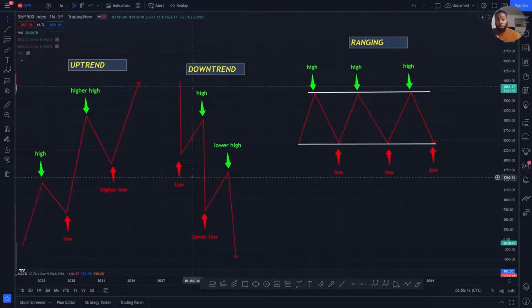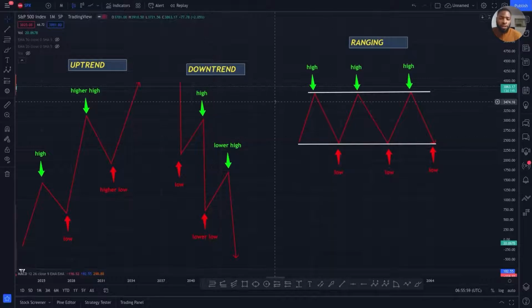This is lower lows and lower highs, so it's a downtrend. When the market makes lower lows and lower highs, it's a downtrend. The third phase you can see the market in is a ranging market. The market is going up and down between two points.